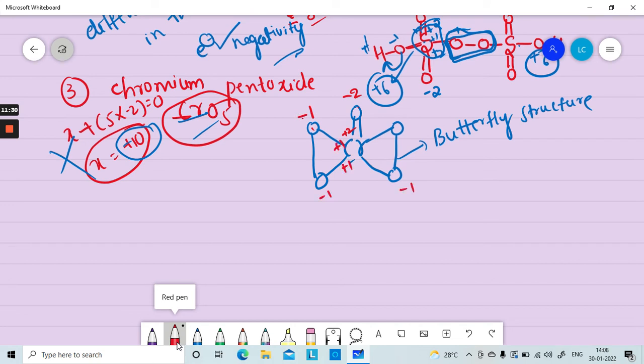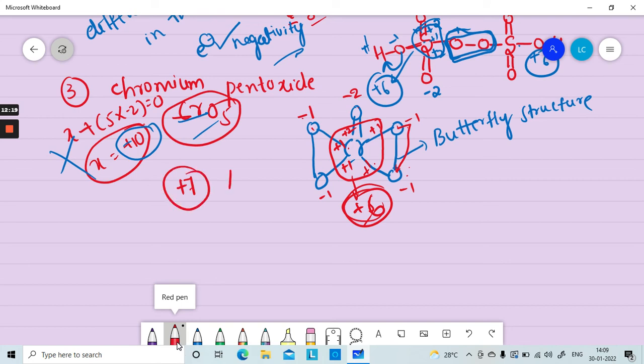Can you do it? As you can see, this oxygen is bonded with the chromium by using two bonds, so -2, +2. This oxygen is bonded with the chromium with one bond. This is -1, +1. Same here, -1, +1, -1, +1, -1, +1. So add these values: +2, +1, +1, +1. Sorry, +6, right? 1, 2, 3, 4, 5, 6. Totally, you got +6. The oxidation state of chromium in this chromium pentoxide will be +6.